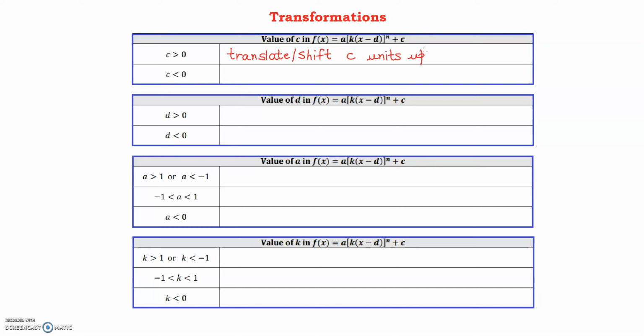When c is less than 0, we can say translate or shift c units down.